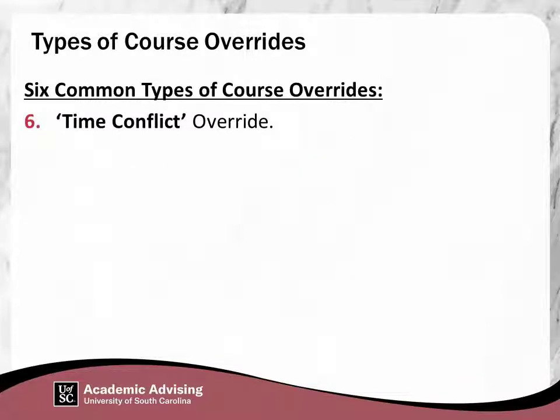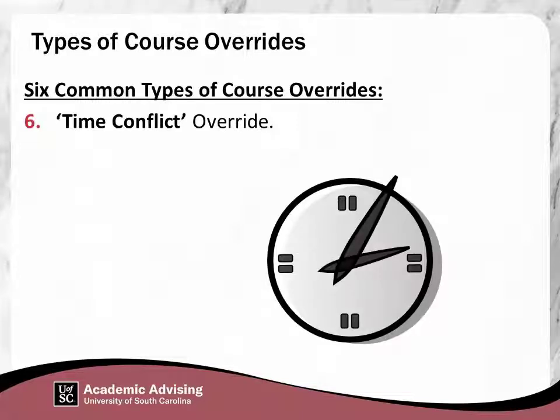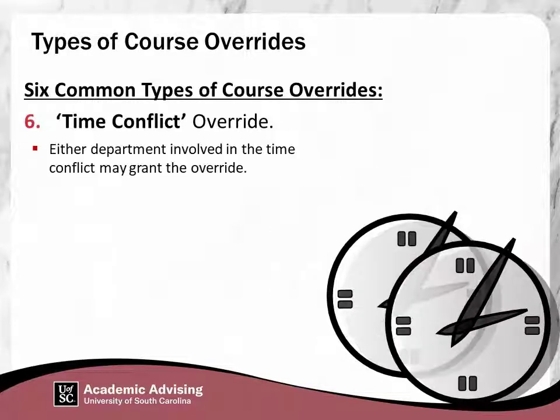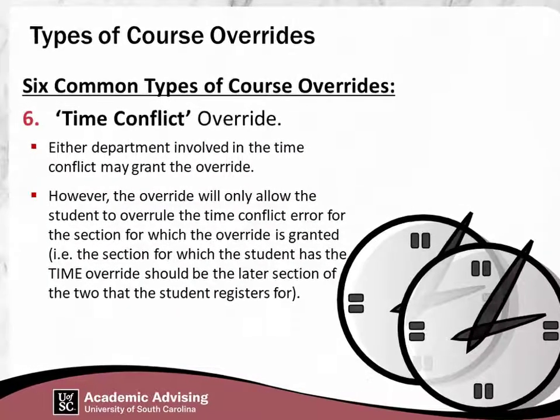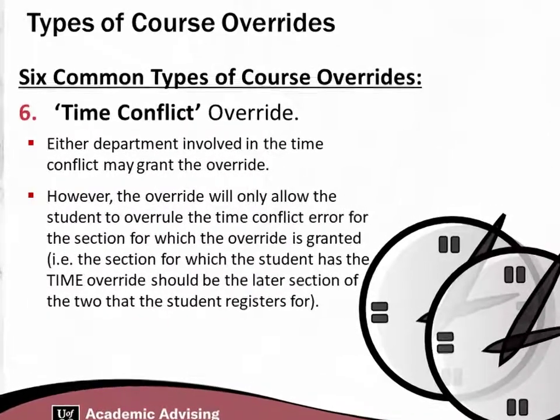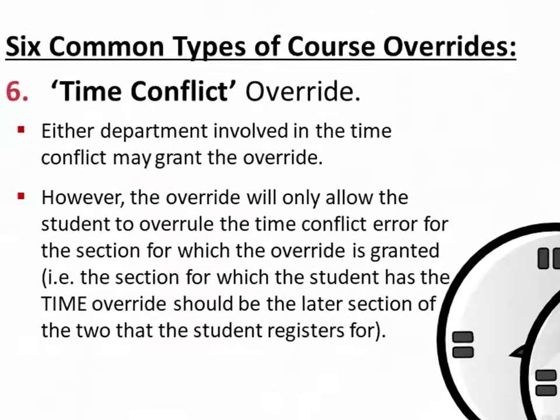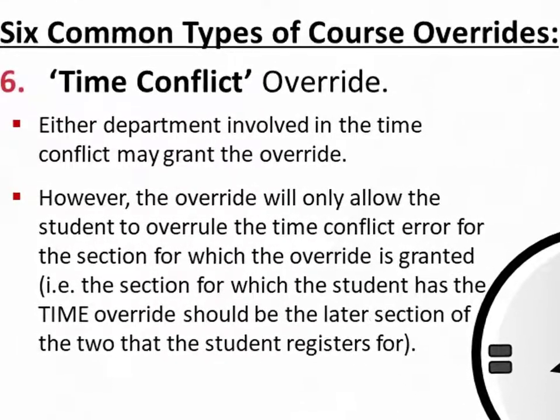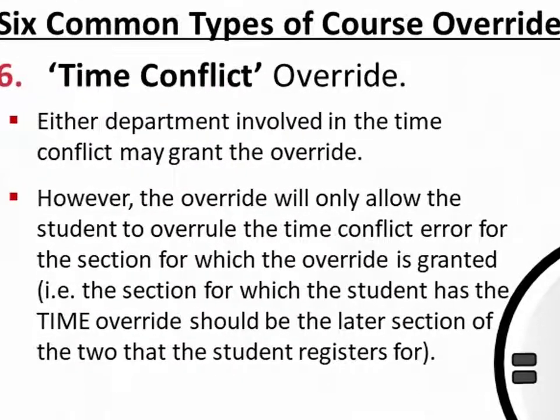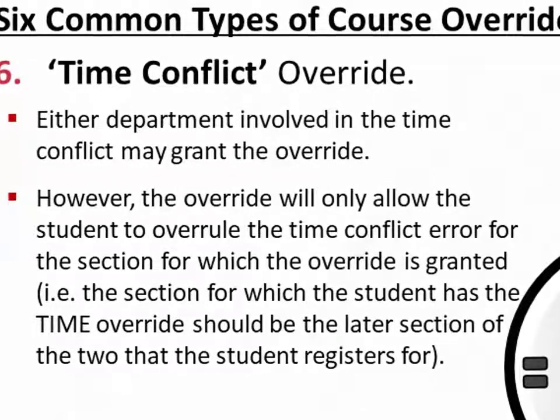The time conflict override is required when students want to enroll in courses where the meeting time overlaps in any way. Either department involved in the time conflict may grant the override. However, the override will only allow the student to overrule the time conflict error for the section for which the override is granted, i.e., the section for which the student has the time override should be the later section of the 2 that the student registers for.